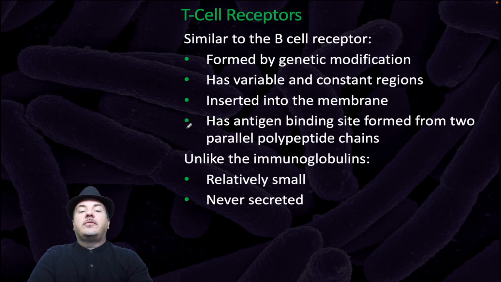T cell receptors are similar to the B cell receptor. They're formed by genetic modification, have variable and constant regions, and are inserted into the membrane, with an antigen binding site formed by 2 parallel peptide chains. Unlike the immunoglobulins, they're relatively small and never secreted.